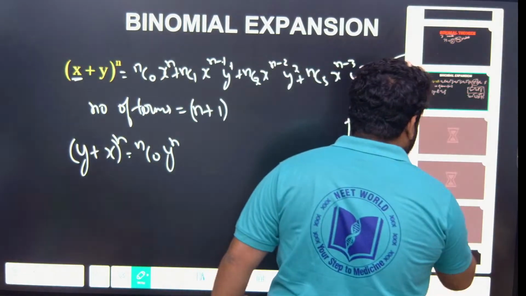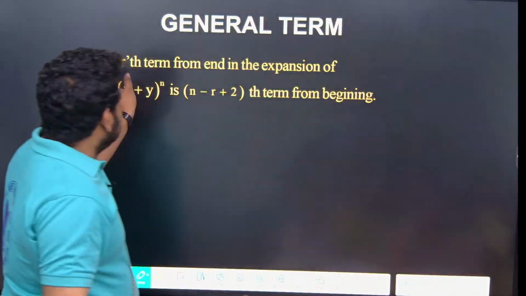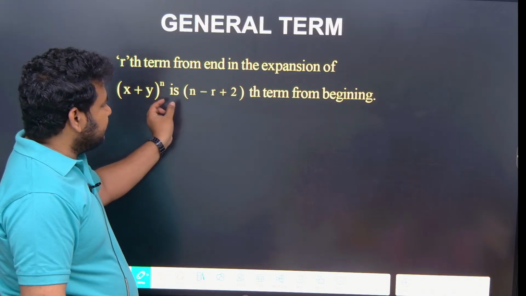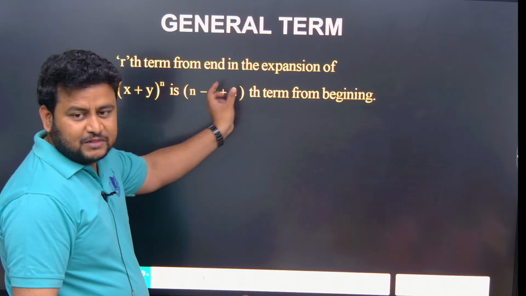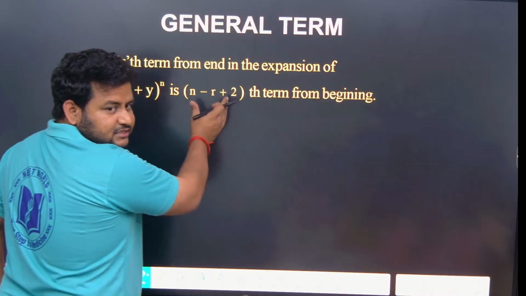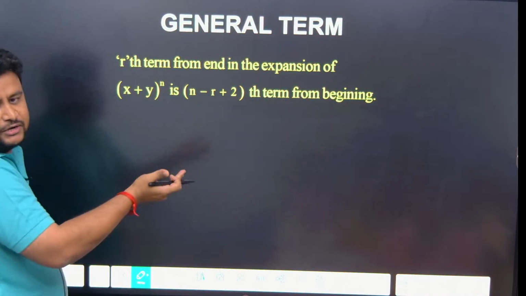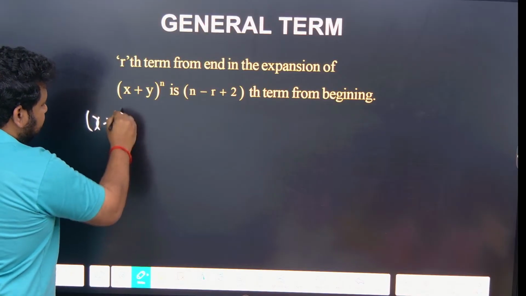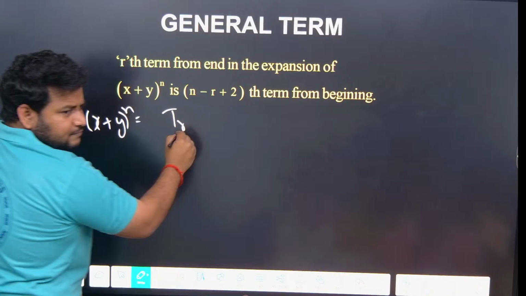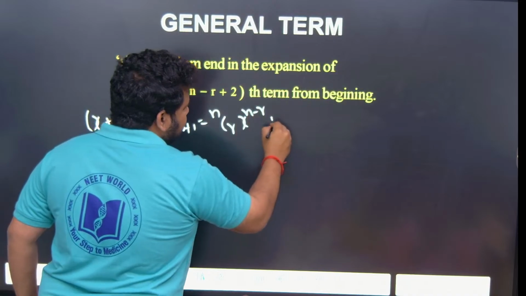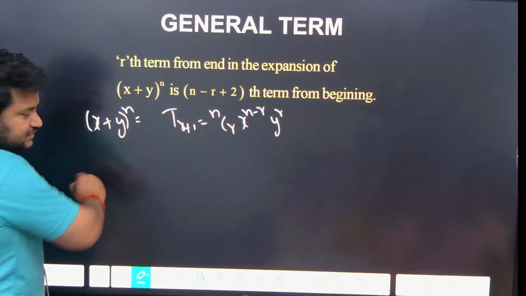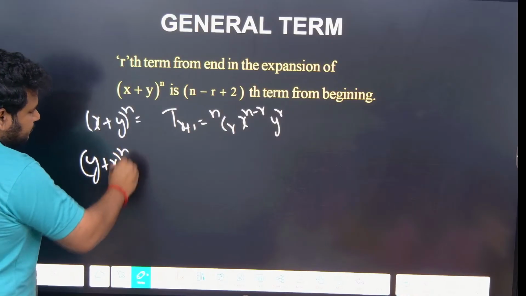For that we have one formula. The odd term from the end in the expansion of x plus y to the power of n is the n minus r plus 2 term from the beginning. Instead of that, see, for x plus y to the power of n, the odd term from the beginning is T(r+1), which is nCr x to the power of n minus r, y power r. Correct? Now, if I write this like y plus x to the power of n, for this the odd term T(r+1) can be written as what?